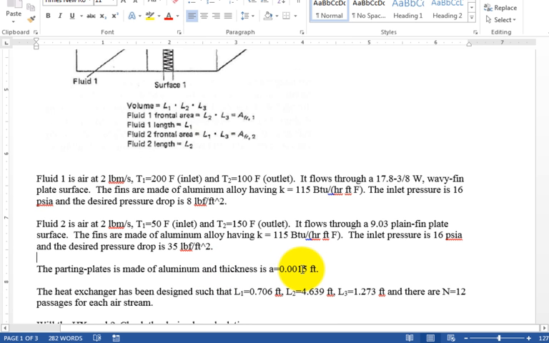What do they mean by that parting plate? What's it separating? It's separating the two heavily finned sections of the flow passage for fluid 1 and the flow passage for fluid 2. Maybe it's a good time to make a sketch.